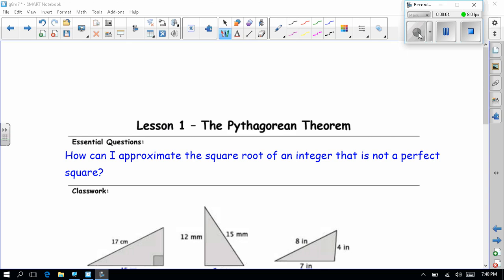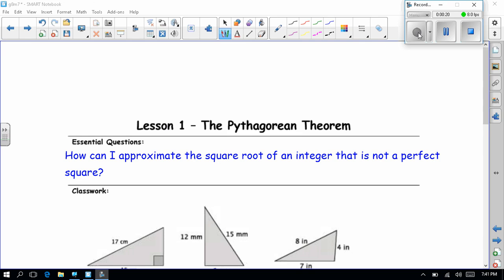This is Module 7, Lesson 1. You should be on page 1 of your new module. Lesson 1 is about the Pythagorean theorem, and your essential question for this lesson is how can I approximate the square root of an integer that is not a perfect square?